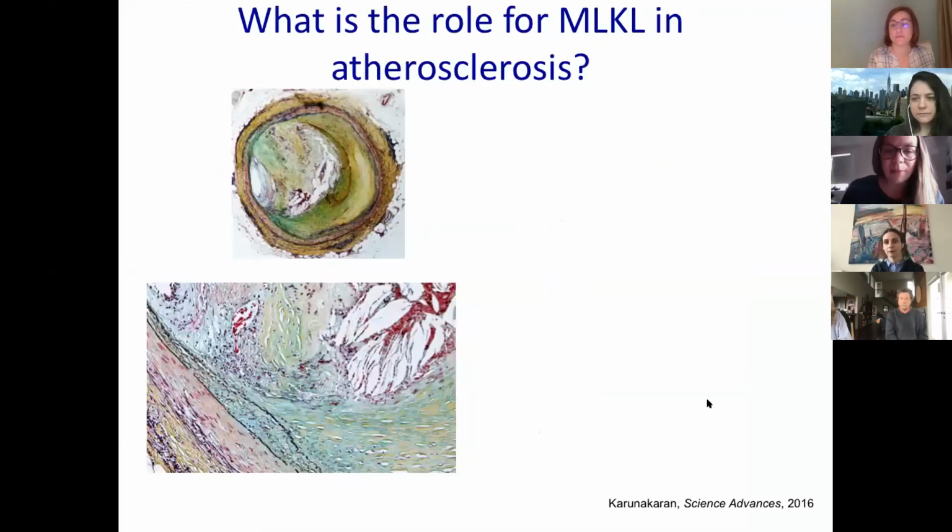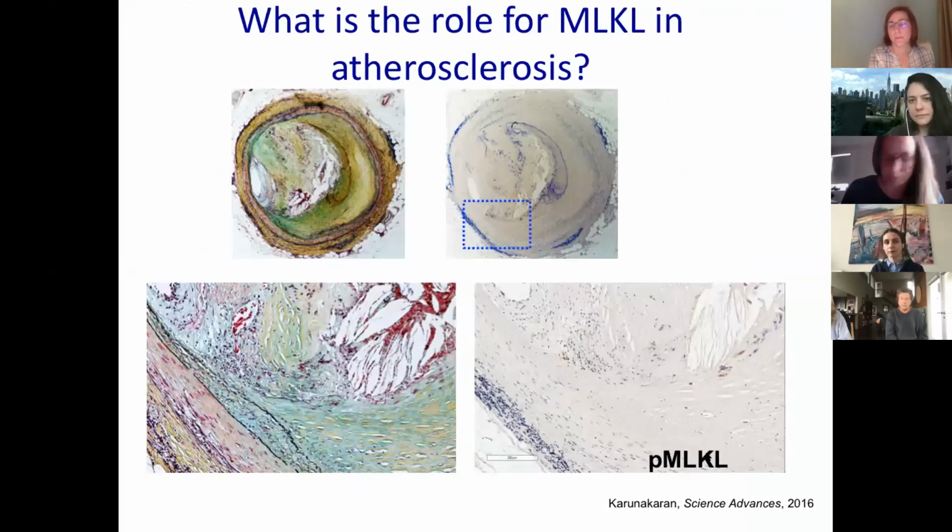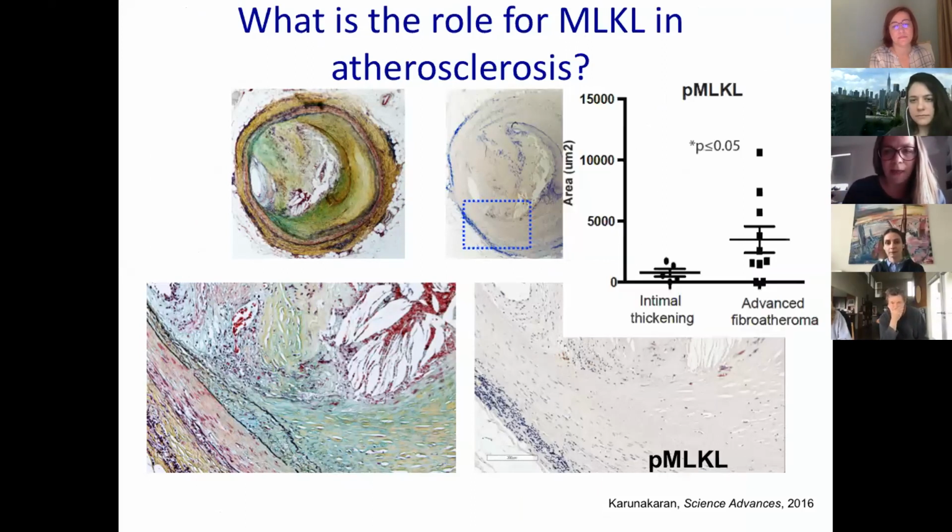But the thing about necroptosis is this marker, phosphorylated MLKL. Again, that's the committed step that ruptures the membranes. We had noticed that in human plaques, you could see in advanced plaques these little brown dots, which are a little hard to see, but they were really only present in the advanced atheromas. They weren't present at all in anything considered intimal thickening in humans.